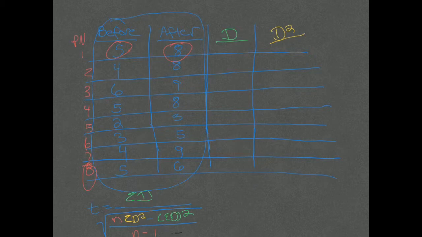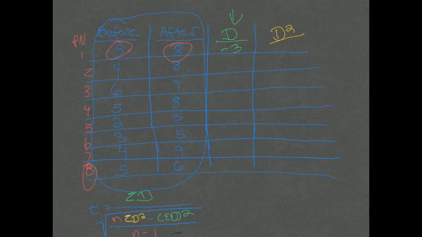So the first thing that we do is literally just subtract the after from the before scores. We're going to put that here. That's the difference scores. So we subtract 8 from 5 and get -3. 5 minus 8 is -3.